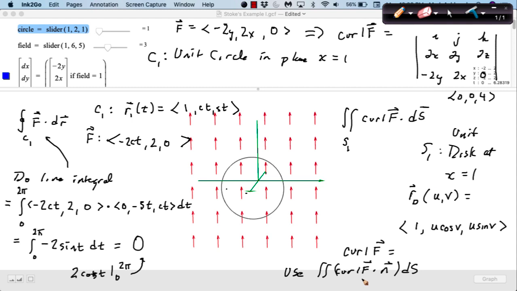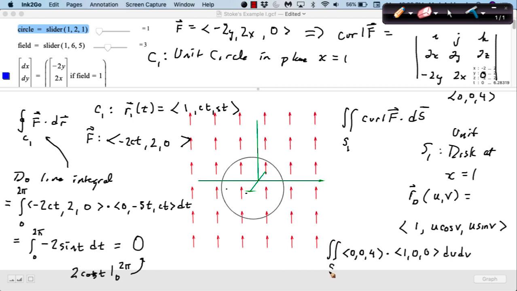So then we can use this kind of shortcut for the curl. What's our n going to be? 1, 0, 0. So we're going to have the double integral of the curl of f, which is our 0, 0, 4, dot 1, 0, 0, and this would be du dv. It doesn't matter though, right? Because that's 0. 0, 0, 4 dot 1, 0, 0 just gives 0. So it makes sense.